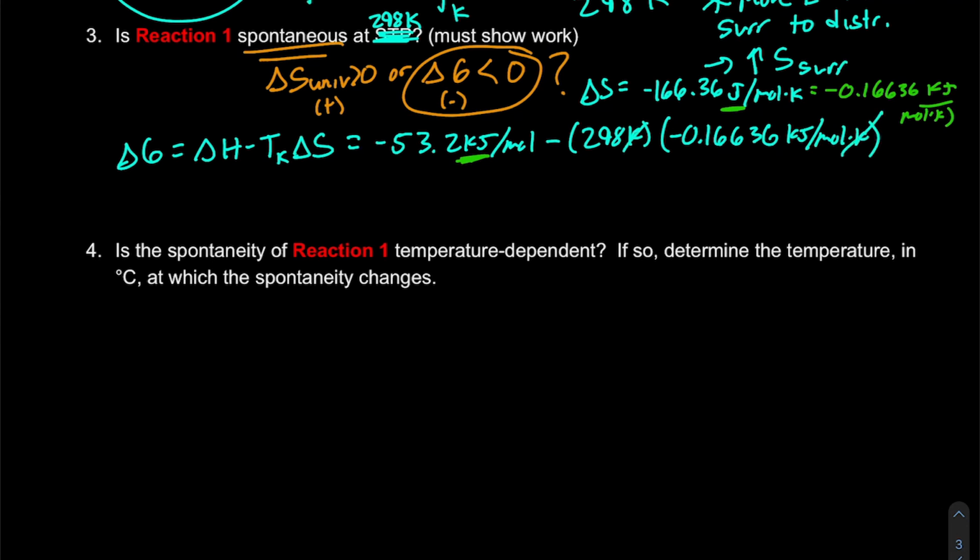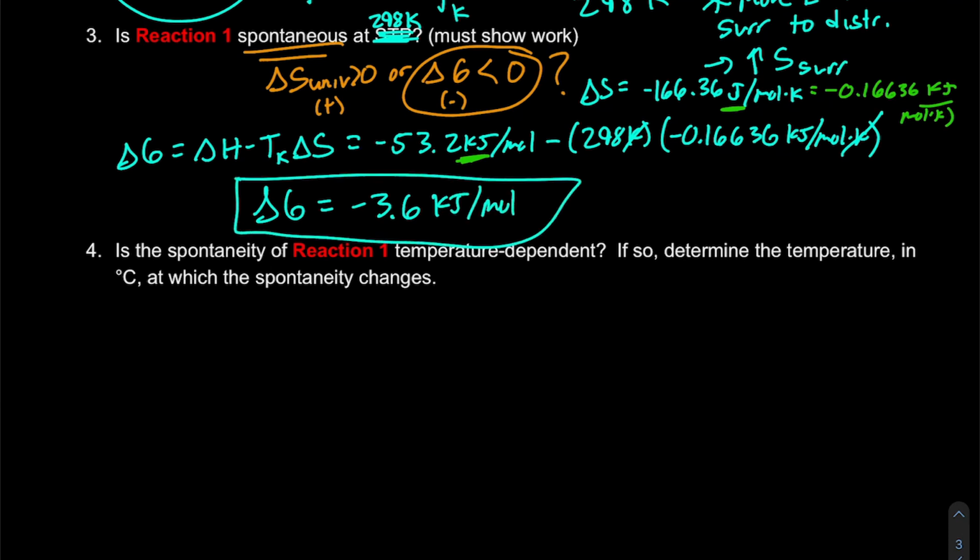And so now when we multiply these together and then add them, we will get kilojoules per mole for each of these. And so we would get a Gibbs free energy change of negative 3.6 kilojoules per mole. Well, since we know that our Gibbs free energy change is now negative, that lets us know, yes, this reaction is spontaneous at 298 Kelvin.